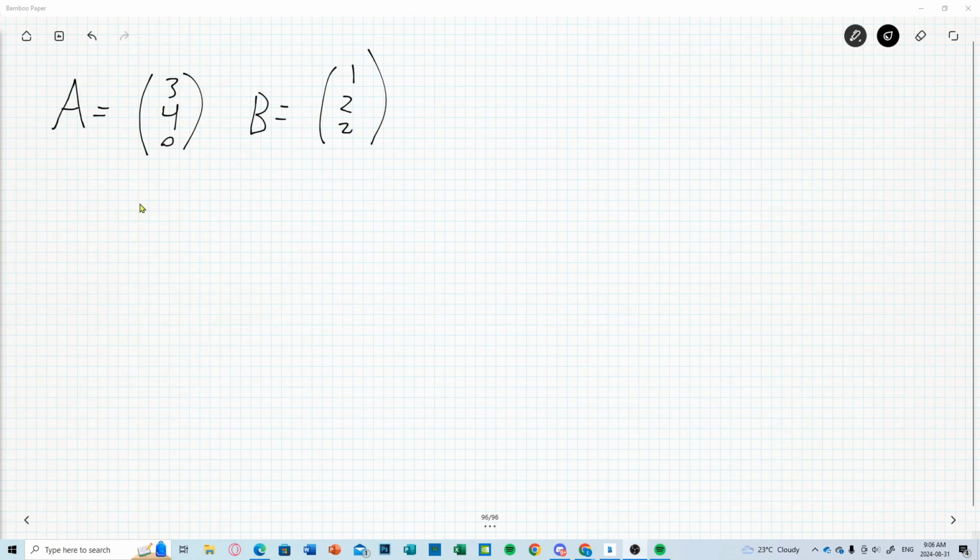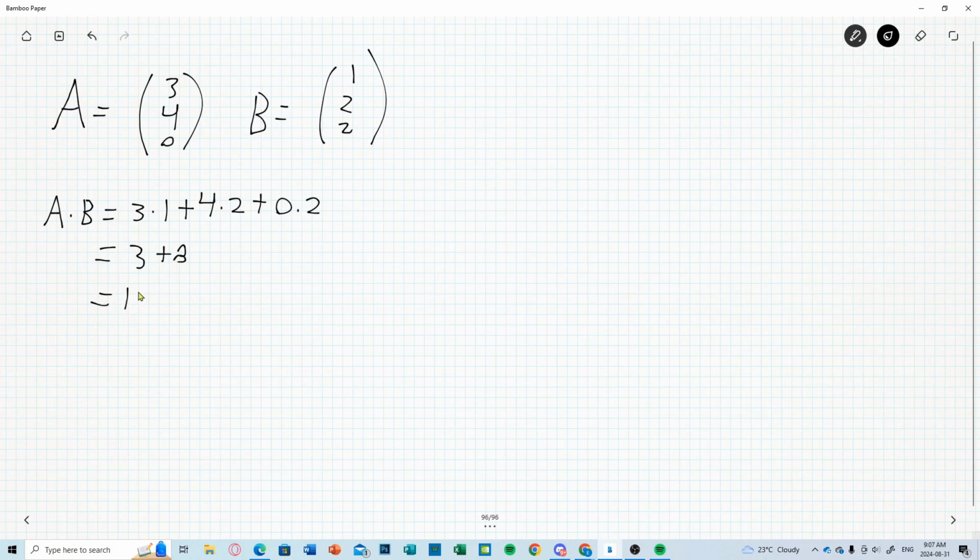Alright, now we have the next question, which is A equal to 3, 4, and 0, and B is 1, 2, and 2. To calculate the dot product, A dot B, we multiply the corresponding numbers together, so 3 multiplied by 1 plus 4 multiplied by 2 plus 0 multiplied by 2, which gives us 3 plus 8, which gives us 11.